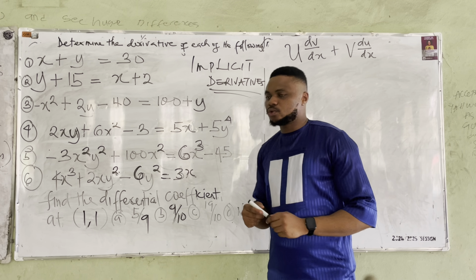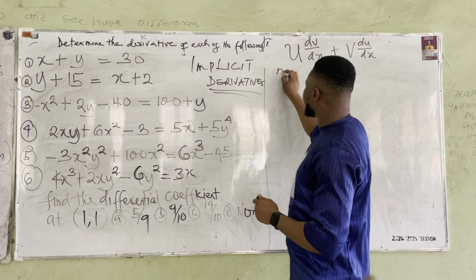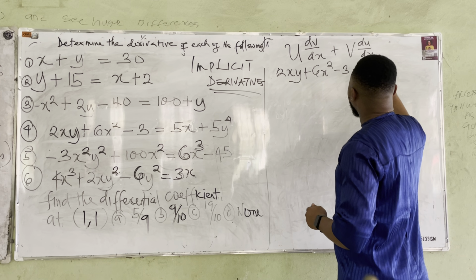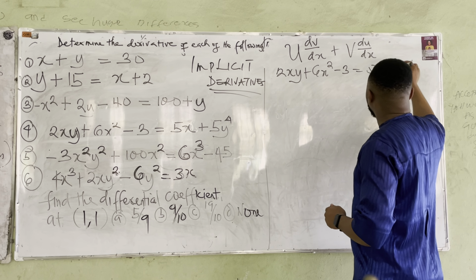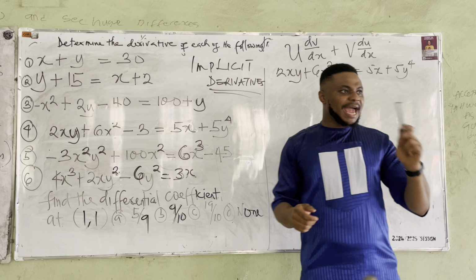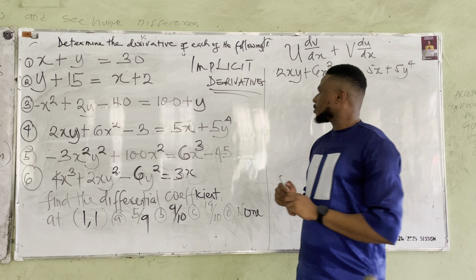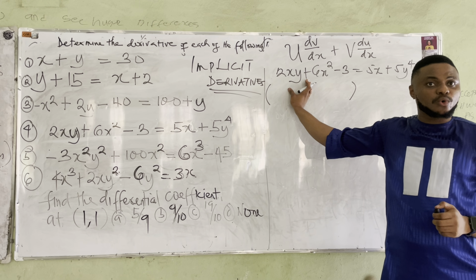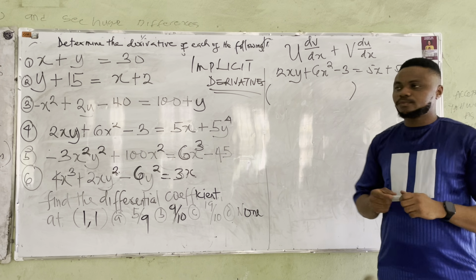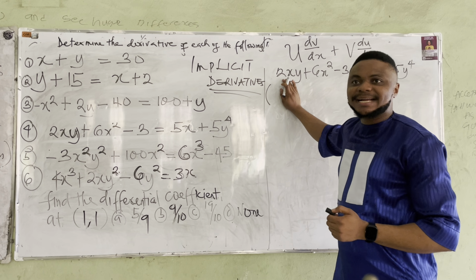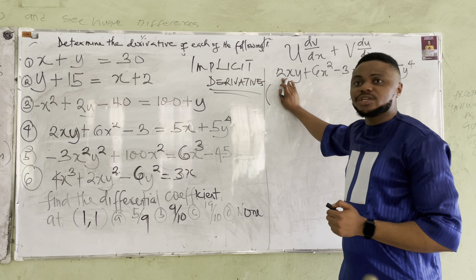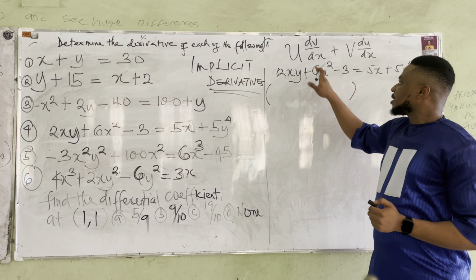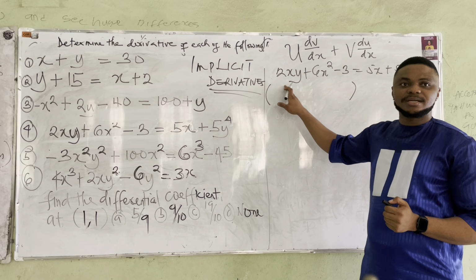So now, look at what I want you to do. We have 2xy plus 6x squared minus 3 equals 5x plus 5y raised to power 4. Okay, the idea is this. Let me just make it simple. Open a bracket. It should be a big bracket because you want to differentiate 2x, y. See what you have to do. Keep the x constant. Differentiate the y. Plus, keep the y constant. Differentiate the x.